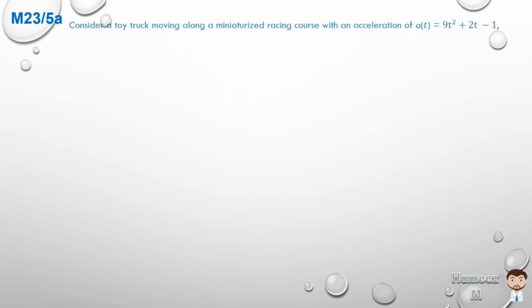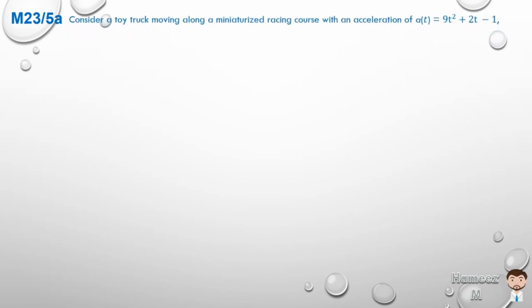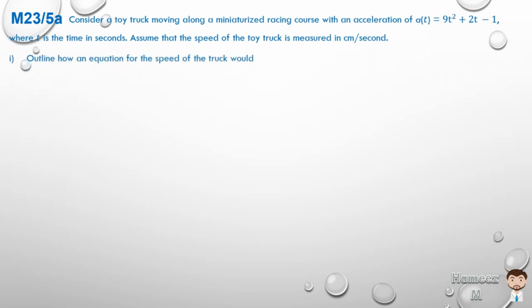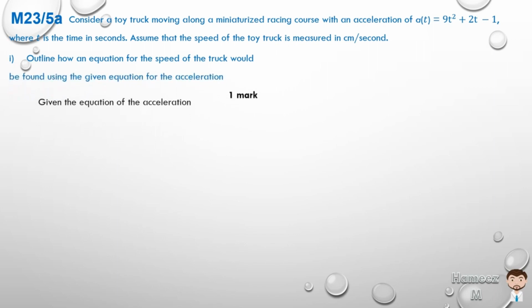May 2023, number 5A. Consider a toy truck moving along a miniaturized racing course with an acceleration a with respect to t equal to 9t squared plus 2t minus 1, where t is the time in seconds. Assume that the speed of the truck is measured in centimeters per second. Part 1. Outline how an equation for the speed of the truck would be found using the given equation for the acceleration. So the given equation is a equals 9t squared plus 2t minus 1.